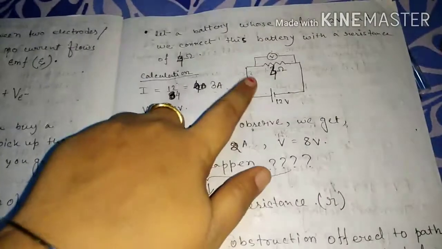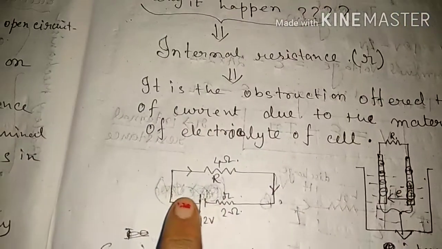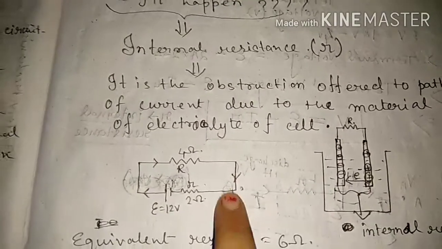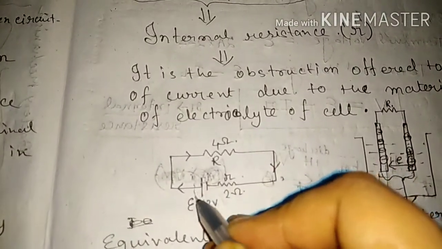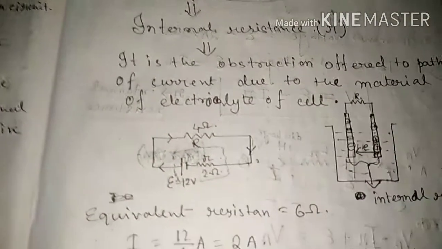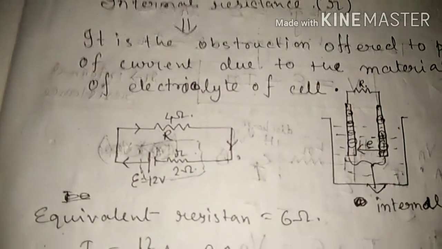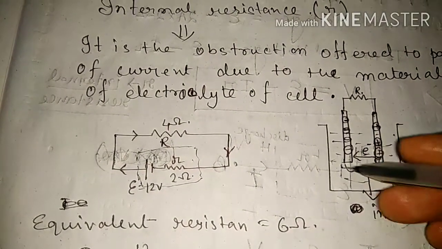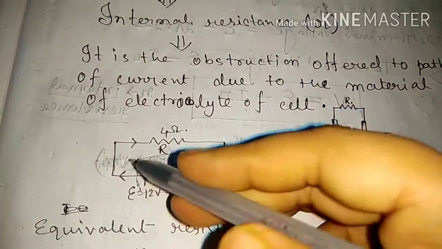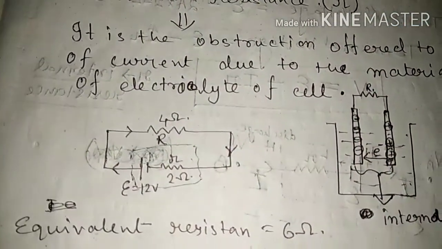If we draw this with the internal circuit, internal resistance is always denoted by r. Sometimes in books it is drawn in a dotted line, because it is an internal circuit. This internal resistance is present inside the electrolyte, that's why it is drawn in a dotted box.